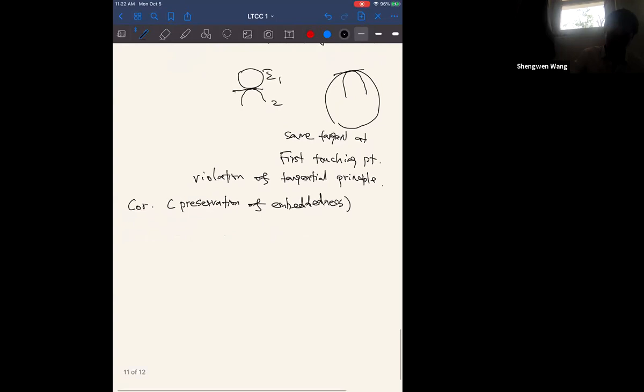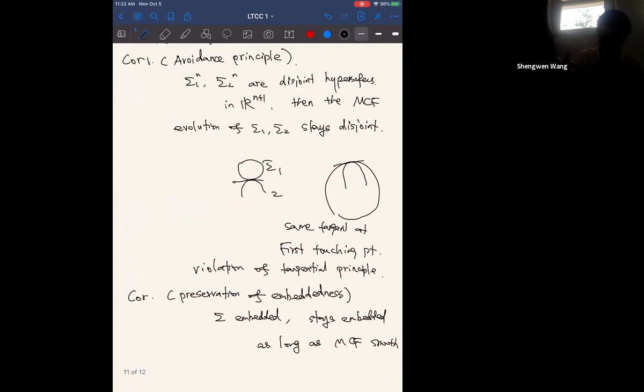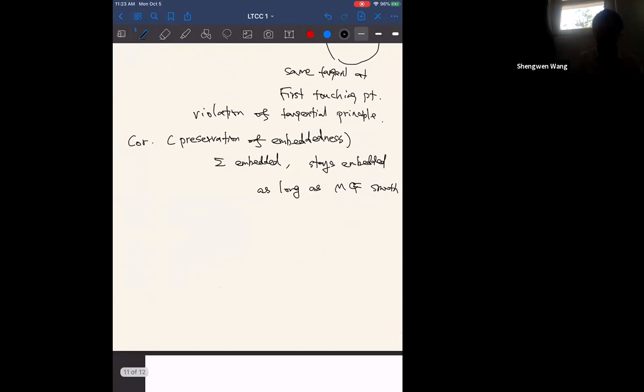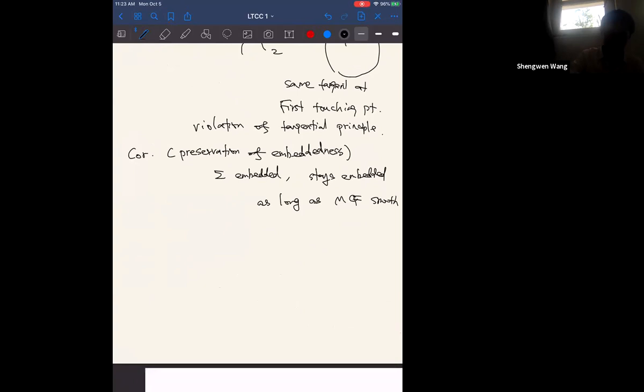And this is just what it says, literally. So if sigma is embedded, it stays embedded as long as the flow is smooth. All right, so the same condition holds as for the first one. So as long as the mean curvature flow of both are smooth, these properties are preserved. And the proof is the same as the first corollary. So if it violates embeddedness, it will have a first touching point.